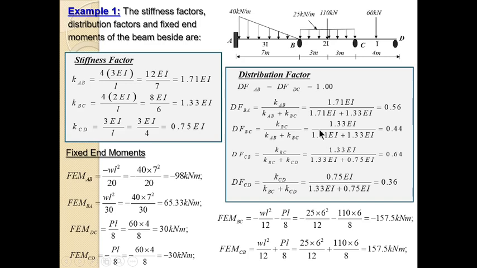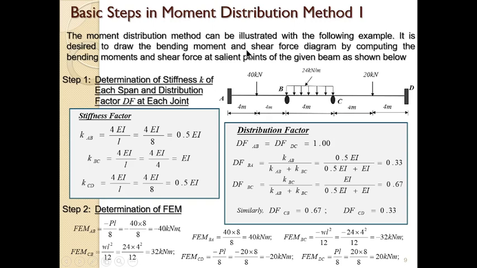157.5. For the right support in span BC, you do a similar thing: WL squared over 12 plus PL over 8. It is plus because it is right support. So this equals 25 times 6 squared over 12 plus 110 times 6 over 8, and that gives you 157.5 kilonewton meter. So that is it. We have been able to calculate the stiffness factor, the distribution factor, and the fixed end moment for this beam given. And this is where we stop in this example.